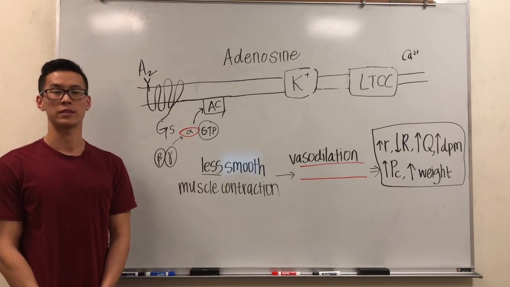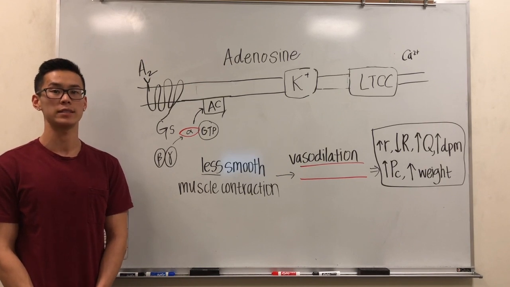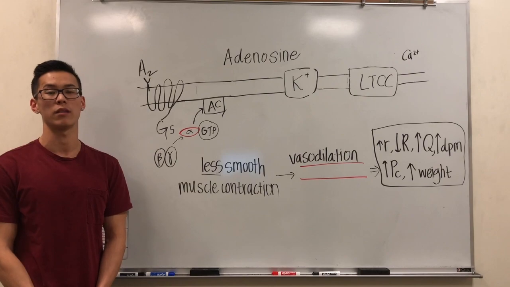Also, arterial vasodilation means that downstream there is more fluid in the capillary, increasing the capillary hydrostatic pressure. From Starling's equation, more fluid was being pushed out into the interstitial space, increasing the weight of the frog.